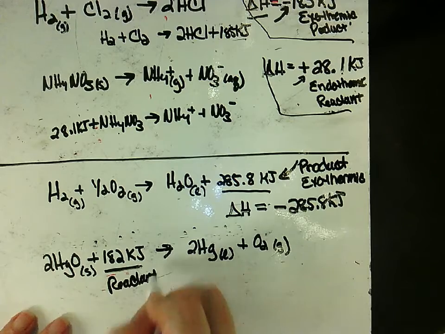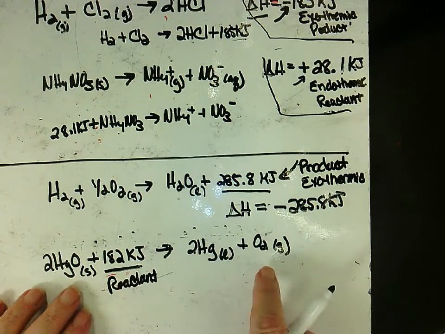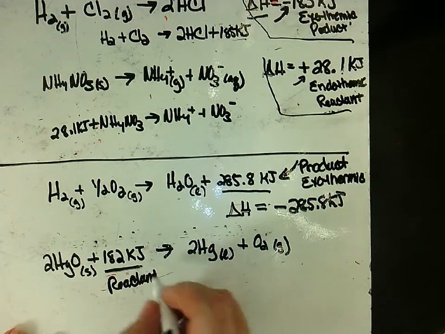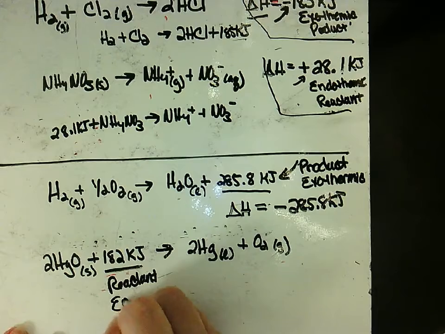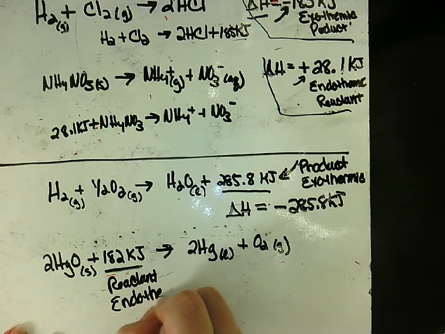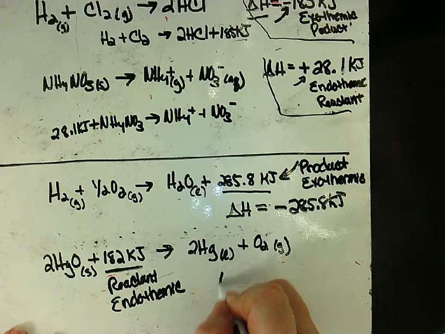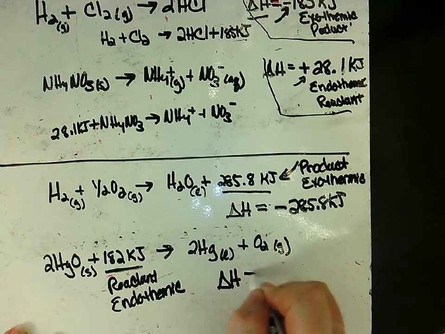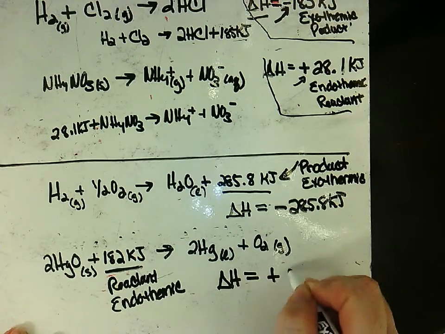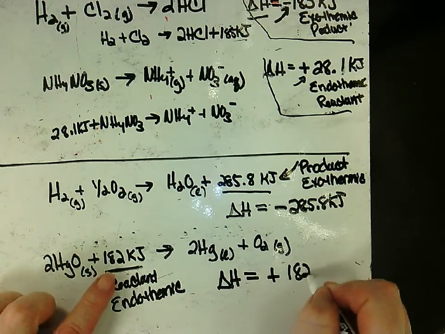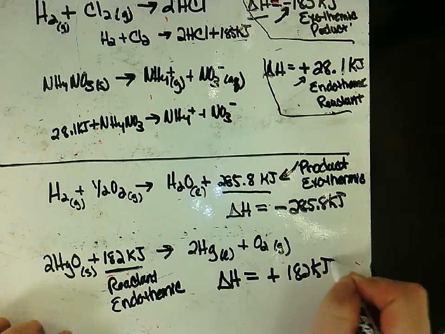On the other hand, this reaction has 182 kilojoules as a reactant, okay? And that means I added it to get the reaction to go. Okay, so that means it's endothermic because it was added to the system. And for an endothermic reaction, I write delta H as a positive, and this happens to be 182 kilojoules.